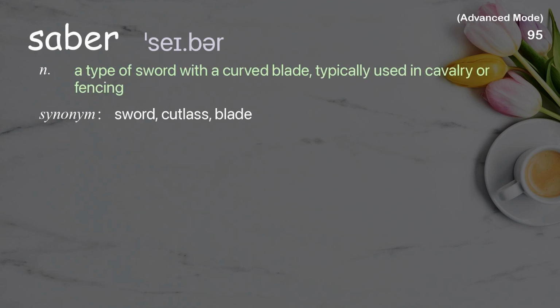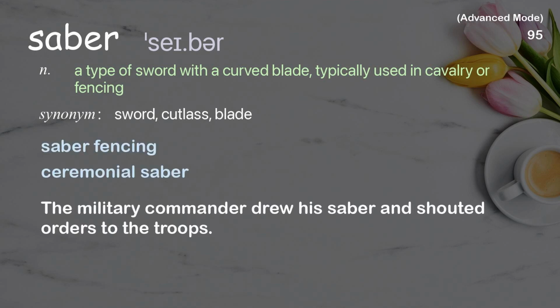Saber. A type of sword with a curved blade, typically used in cavalry or fencing. Examples: Saber fencing. Ceremonial saber. The military commander drew his saber and shouted orders to the troops.